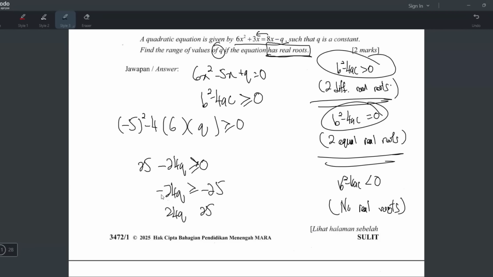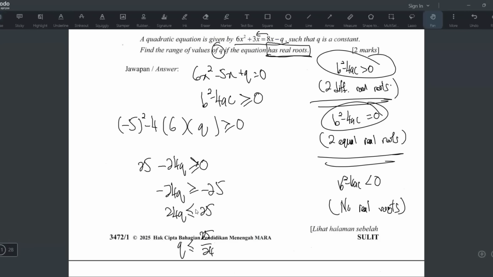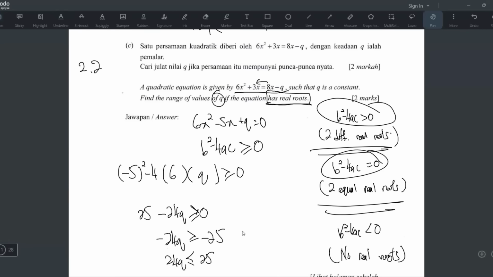But do you know when you move the negative, what you are actually doing is you are taking this divided by negative 1. And when you divide by negative 1, the symbol has to flip. So bigger equals becomes smaller equals now. So your final answer is Q smaller equals 25 or 24. So that's the answer. So yeah, whenever you divide by negative, this one has to flip. Alright, that's all.